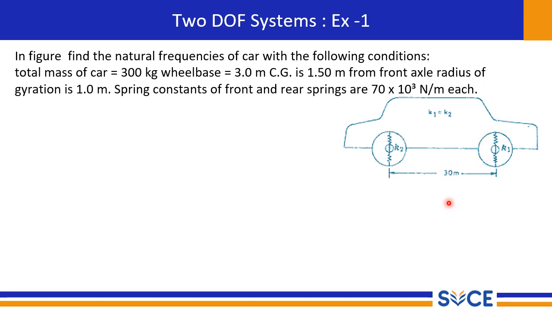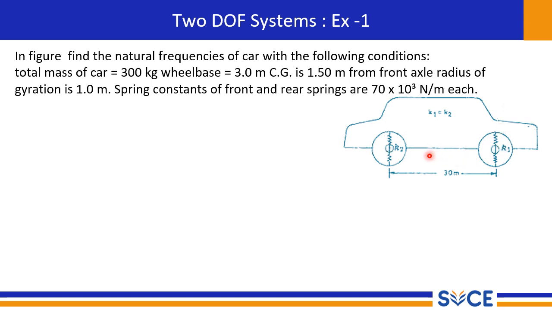The total mass of the car is 300 kg, the wheelbase, which is the distance between the front and rear axle, is 3 meters. The center of gravity is located 1.5 meters from the front axle. The radius of gyration is 1 meter. Front and rear springs have spring constants of 70 × 10^3 Newton per meter each. We will assume that the spring constants and distances from the axles are equal on both sides.